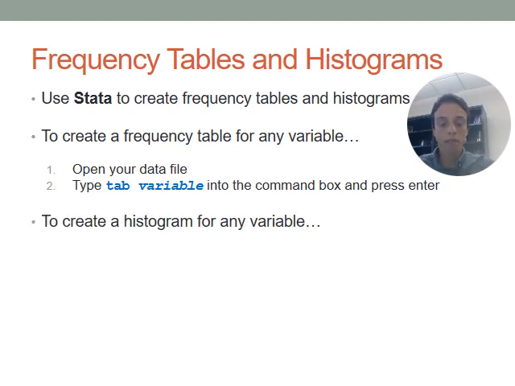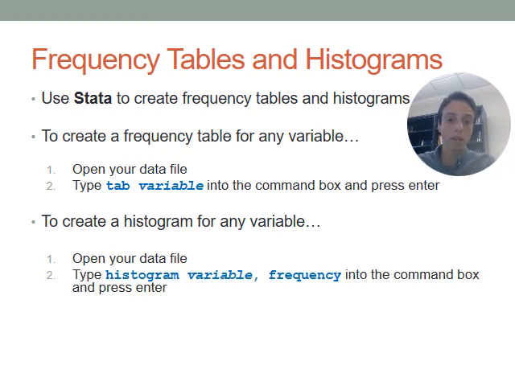To create a histogram for any variable, you can follow a similar process. First step, open your data file. If it's already open, you don't need to do this step again. Then type into that command box this blue text here: histogram followed by your variable name, followed by a comma, and then frequency. Press enter, and you'll get a histogram.